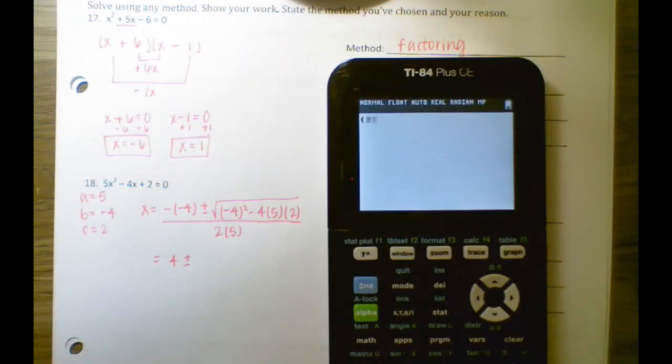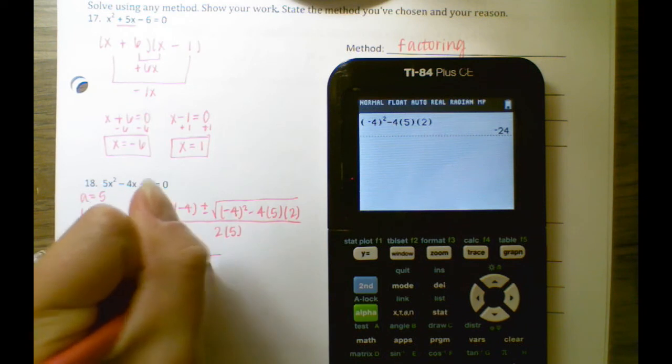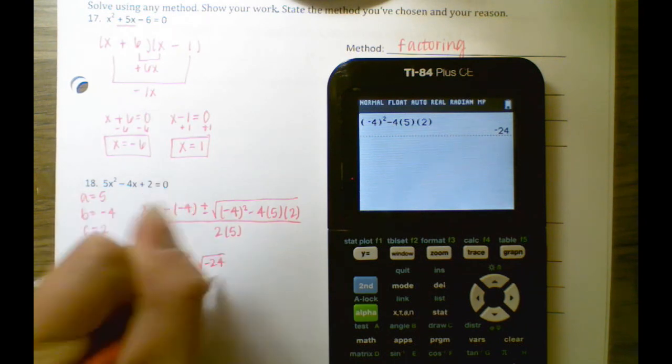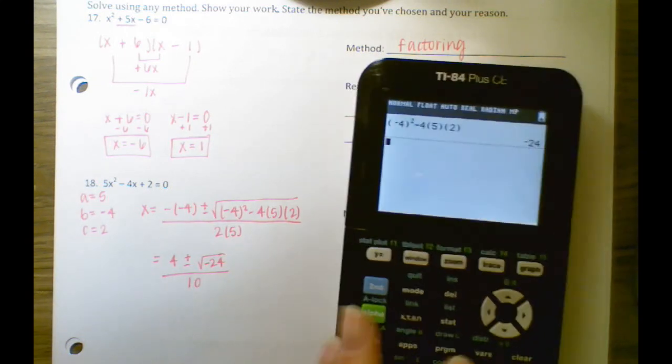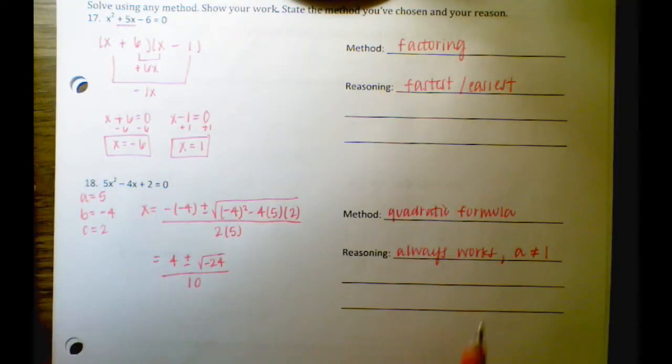Let's see here. Negative 4 squared minus 4 times 5 times 2. Alrighty, so this is the square root of negative 24 all over 10. 2 times 5 is 10. Oh, guys, look, I have a negative under the square root. That means I'm going to get an imaginary answer. So good thing I chose the quadratic formula because I would not be able to find the imaginary using completing the square probably. No, I would be able to, but it would just be harder.